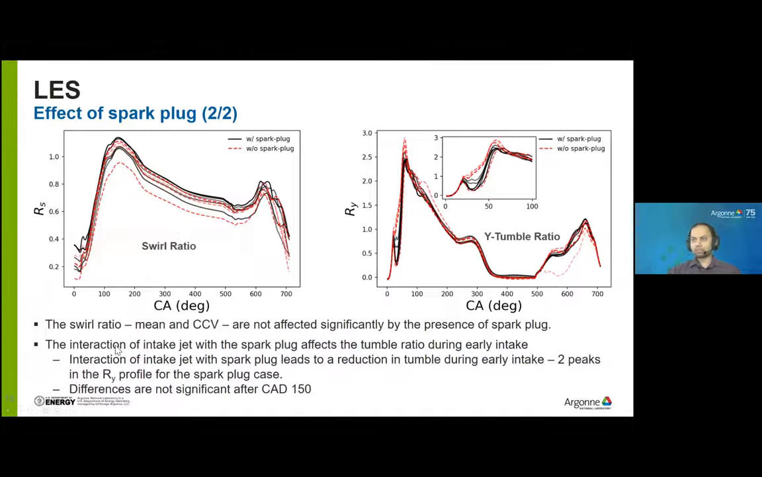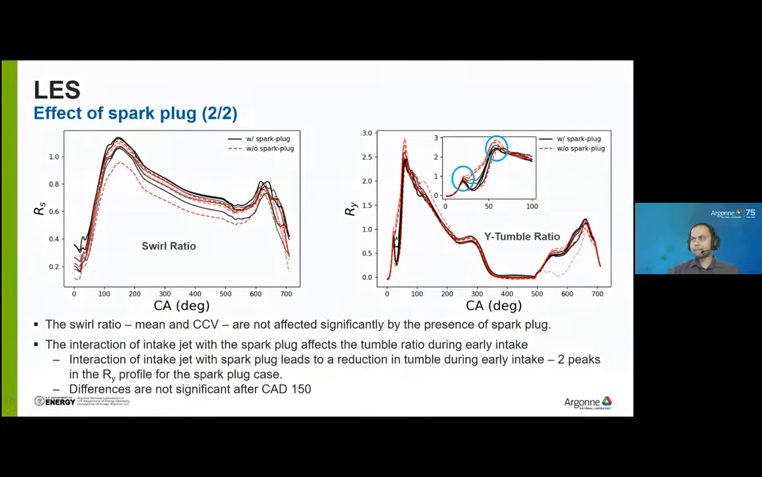What we saw was that for the swirl ratio, the mean and CCV are not affected significantly by the presence of the spark plug. Whereas for the tumble ratio, we see a pretty large difference in the early intake stroke. And this was what we expected. Because of this impingement, with the spark plug you see a reduction in tumble ratio, whereas without the spark plug, you don't see that. So overall, we see some differences in the early development, but these differences do not persist at later crank angles.